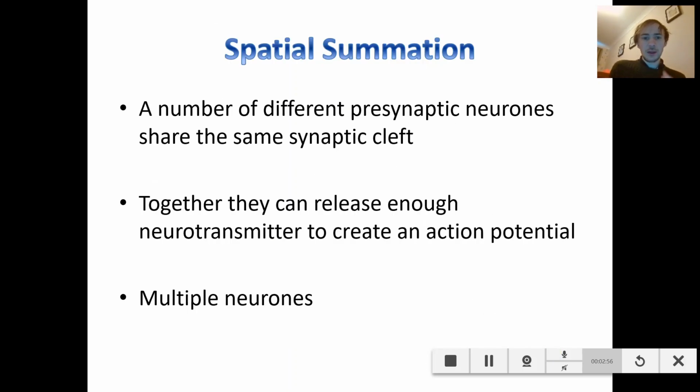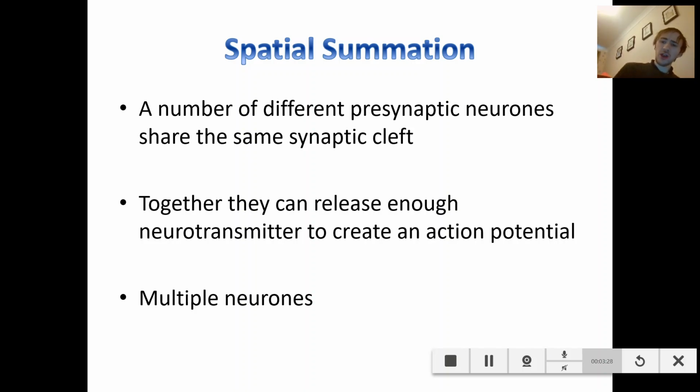So, there are two kinds of summation, two ways of getting sufficient neurotransmitter. Spatial summation is the first and most simple one. Generally, in fact, I think always, a neuron is not just synapsed, if that's a word, with just one other neuron. Generally, multiple other neurons will attach onto the same neuron.